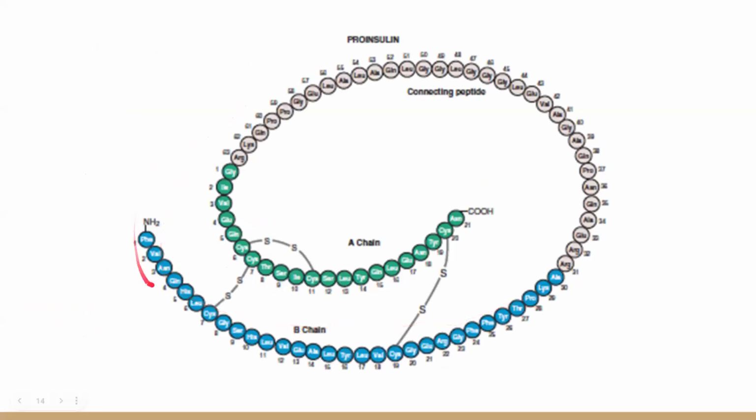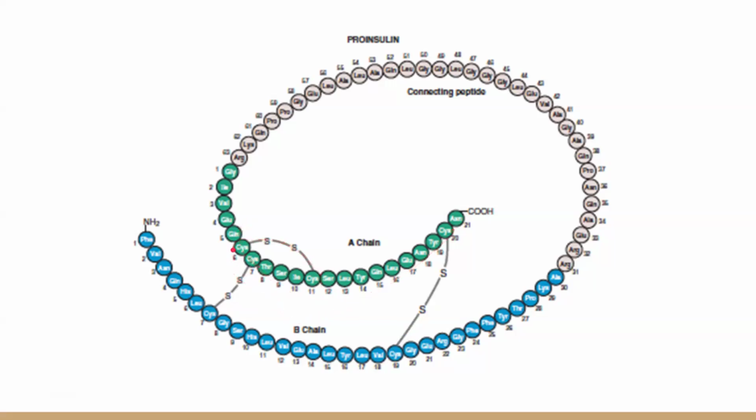So this is the general structure of proinsulin, not insulin. Insulin would not have this part right here, this white area. This is the connecting peptide or C peptide, and I'll tell you what it is in a second. This is an alpha chain, a beta chain. There are three disulfide bridges you see here. So that's basically it.